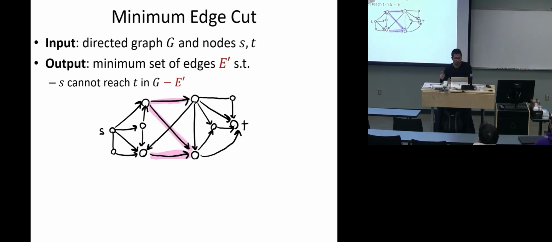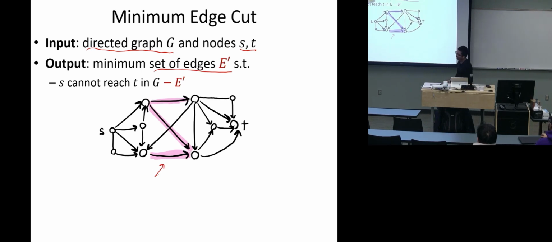Now, let's try to solve some problems. So this problem is kind of similar to what we have seen. In this problem, called minimum edge cut, you have a directed graph and 2 nodes S and T. And now I ask you, what is the minimum set of edges so that after I delete these edges, you don't have a directed path from S to T? So S cannot reach T. For example, this is a min edge cut in this graph. You can delete just 3 edges, and S cannot reach T. Okay.